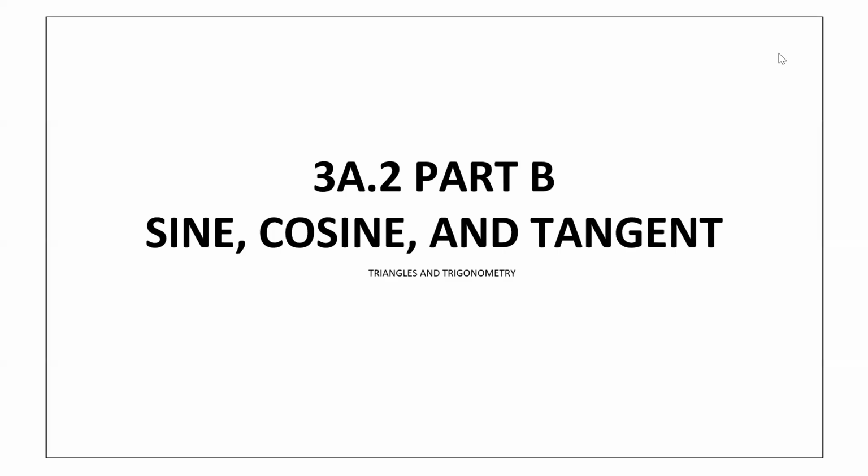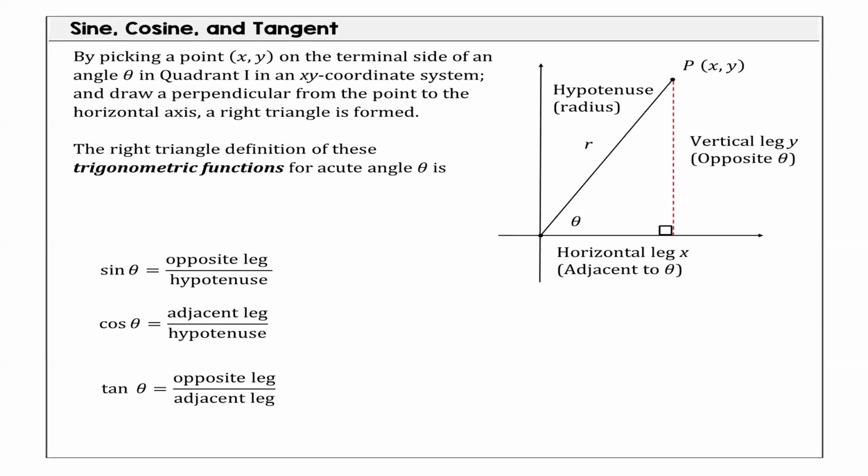All right. 3A.2 part B, sine, cosine, and tangent, triangles, and trigonometry. So you remember how you had to get ready for this lesson by reviewing your special right triangles, if you did your homework like you were supposed to? So this is where that knowledge had to be dug out to be prepared for.